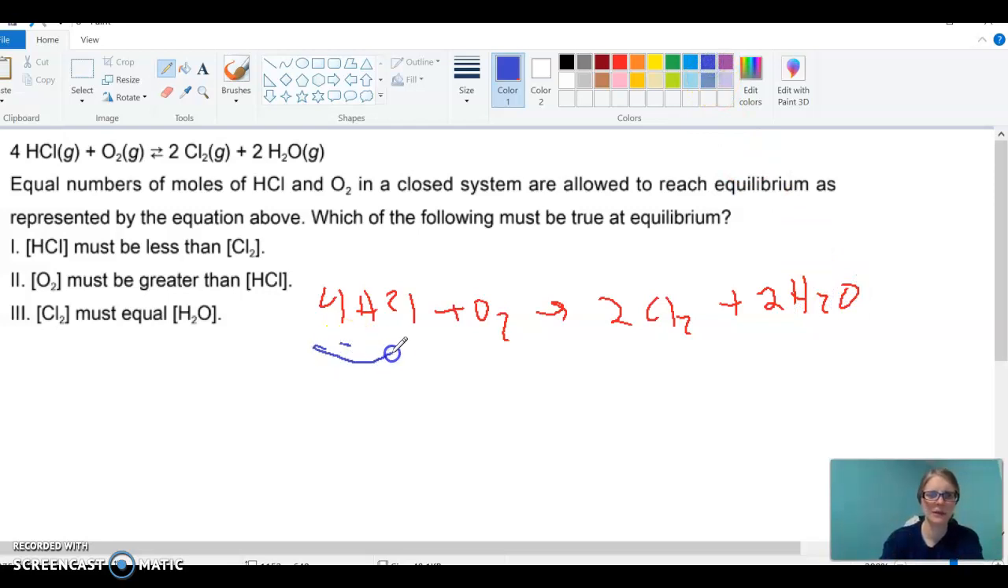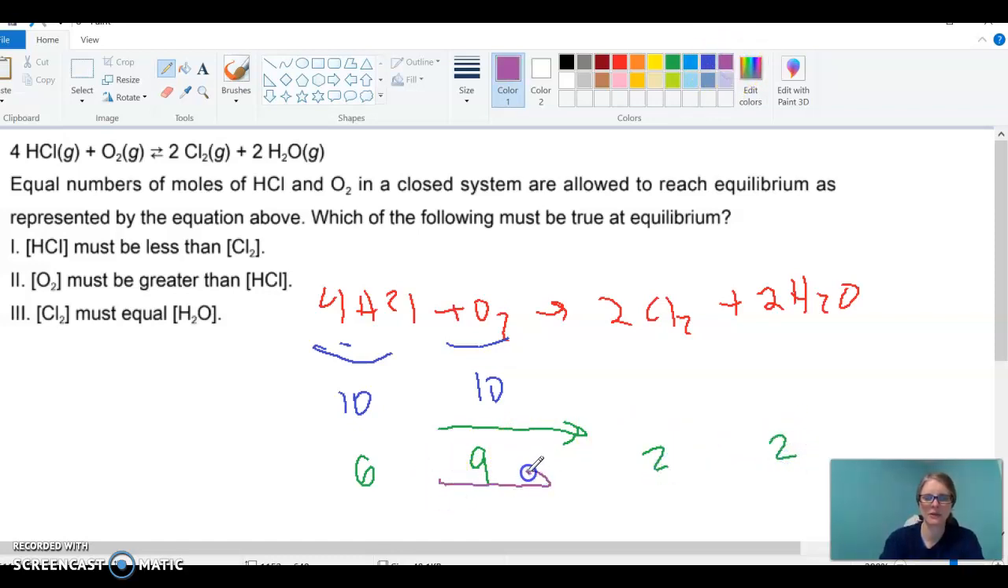So let's say I start with 10 moles of this and 10 moles of this, because it says equal number of moles of HCl and O2 are put inside there. So anytime you have the reaction go by, let's say one reaction goes by, in other words, one time the reaction happens, then suddenly I've got 4 less than 10, so I have 6 of these guys. One of these guys has gone away, so I have 9 of these, and I make 2 of these and 2 of these. Let's say another time the reaction goes by.